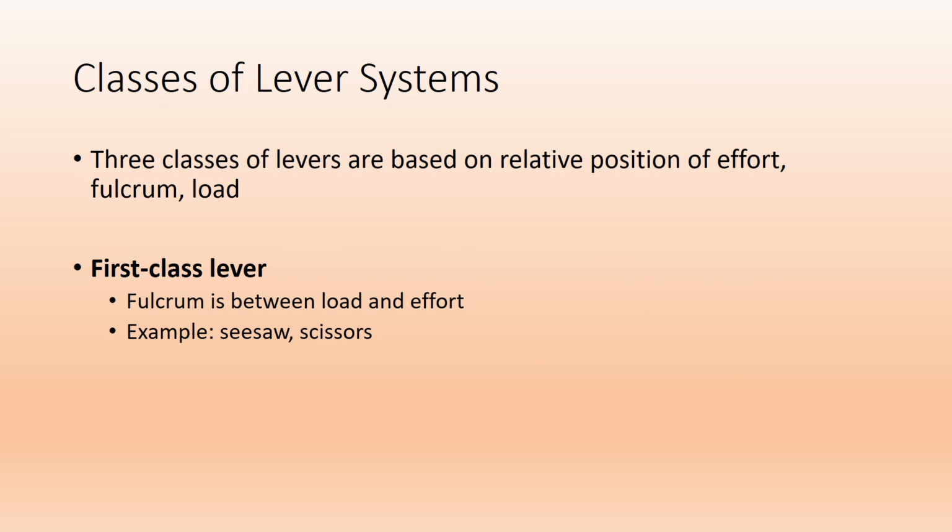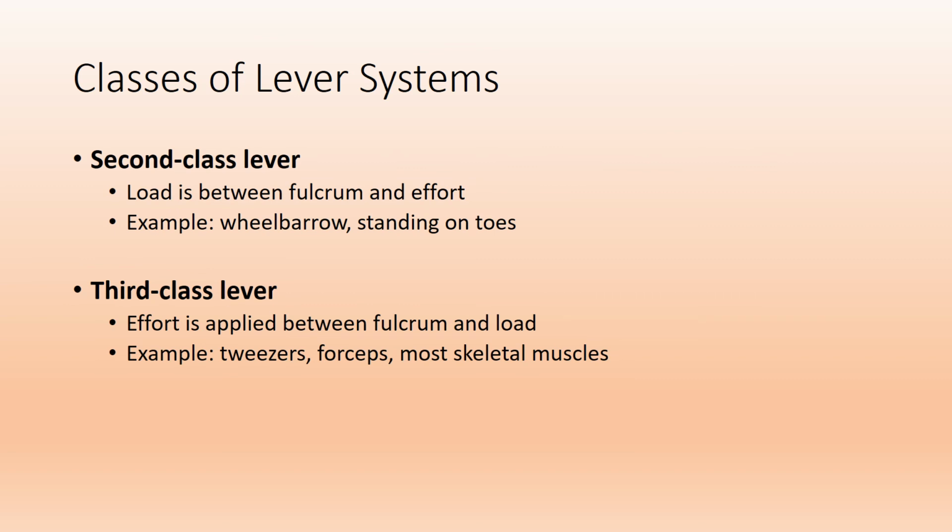We will now look at the three classes of levers. A second class lever is where we find the load now in between the fulcrum, or the fixed point, and the effort. A great example is a wheelbarrow. The wheel will be the fulcrum. The barrow portion contains the load, and the effort is placed on the bars where you lift it.